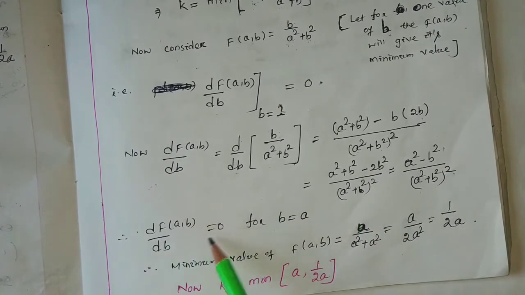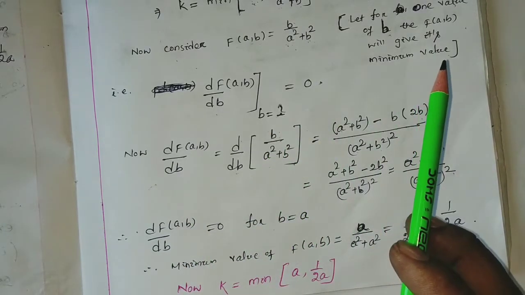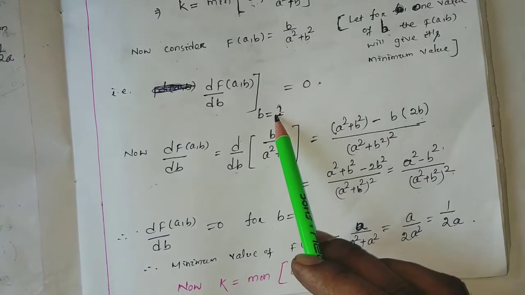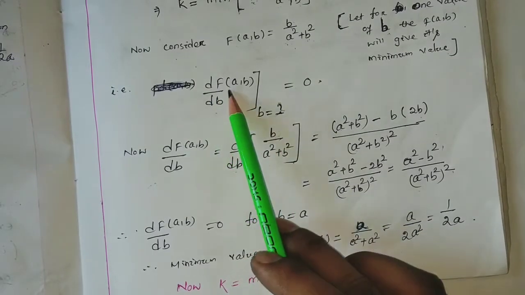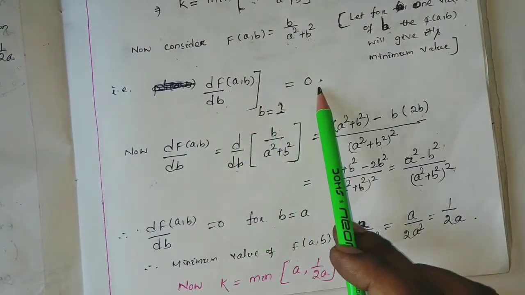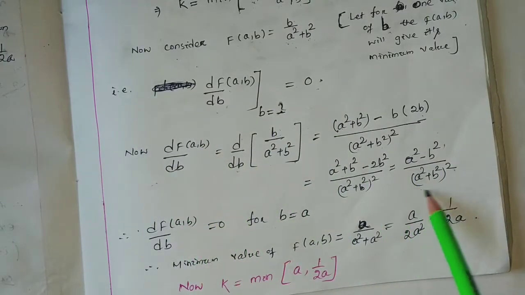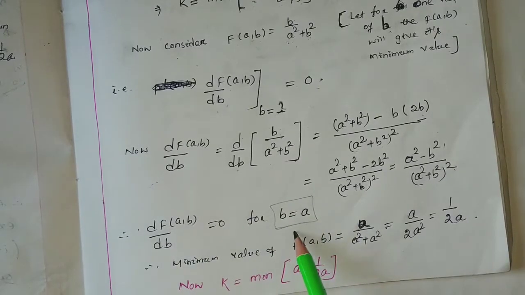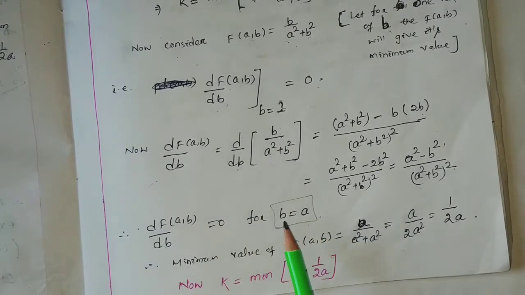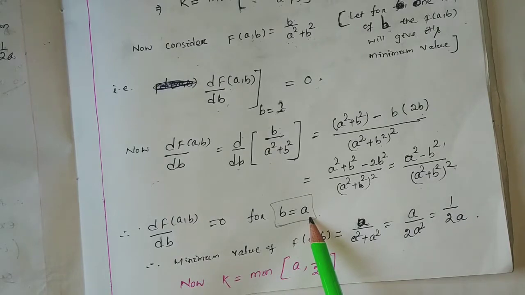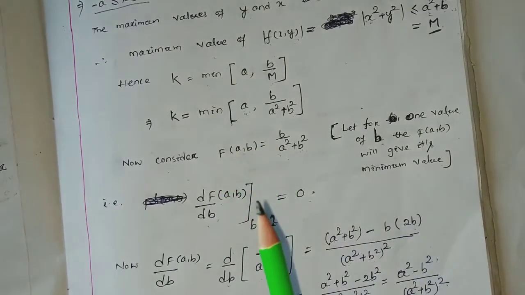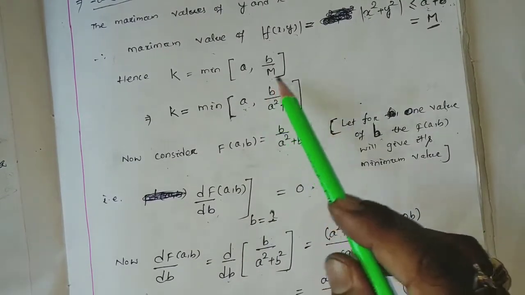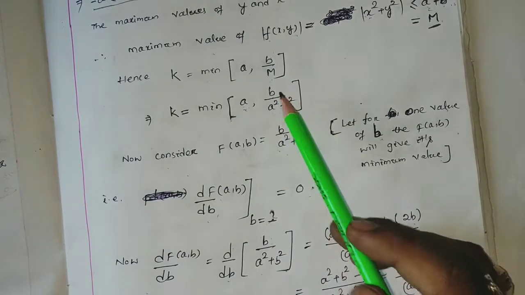For a particular value of b, this value has to be 0. b is unknown, but for a particular value of b, if this value is minimum, then the derivative with respect to b has to be 0. So the derivative we found, if I equate it to 0, then what will the b value be? The b value will be a. That means for b equal to a, b by a square plus b square will be the minimum.